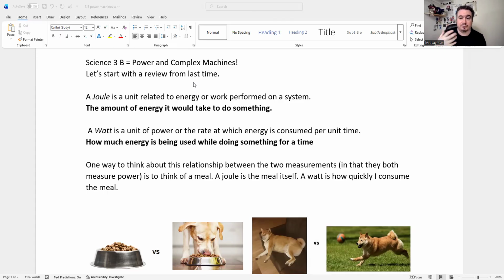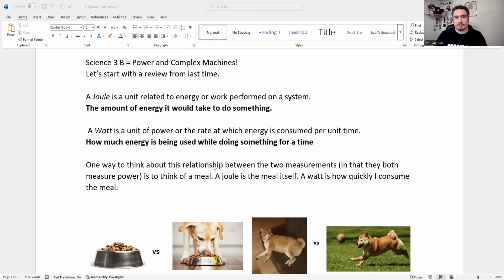A joule is a unit related to energy or work performed on a system. So basically, the amount of energy it would take to do something. We measure that in newtons. We measure the distance that something travels in meters. A watt is a unit of power, or the rate at which energy is consumed over time. So, how much energy is being used while doing something for an amount of time is a watt, as opposed to just the amount of energy it would take to do something at all, which is a joule.